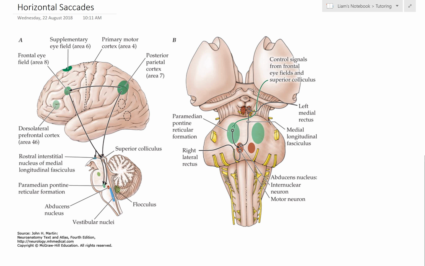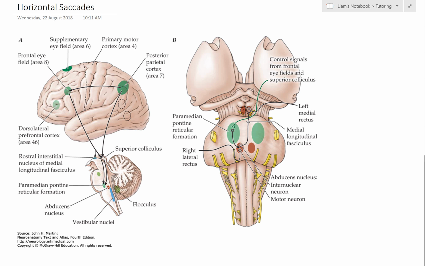Today I wanted to go over this concept of horizontal saccadic movement. Saccadic movement refers to the movement of your eyes where you shift your fovea rapidly from one point of interest to another. If you remember, the fovea is the part of the eye that detects most of the light and gives us most of our visual acuity. So it's what allows us to shift our focus rapidly between two interesting points.